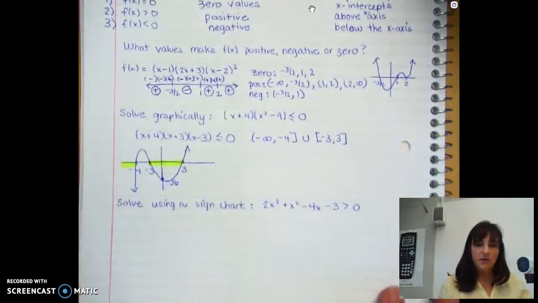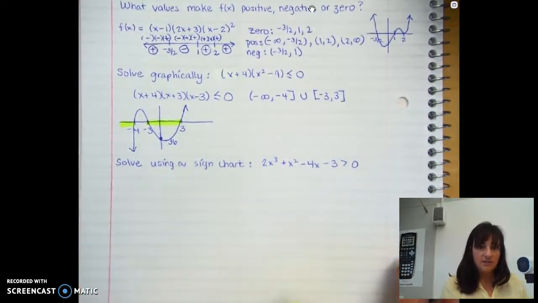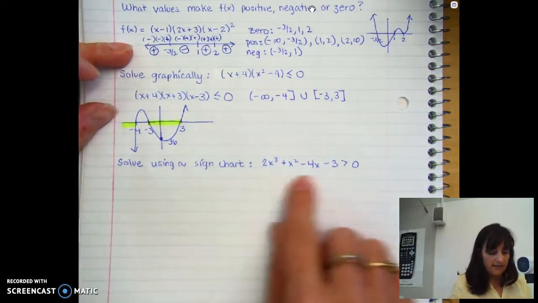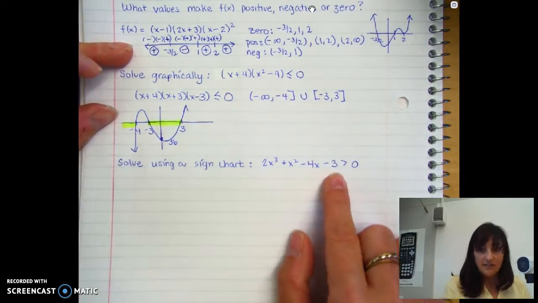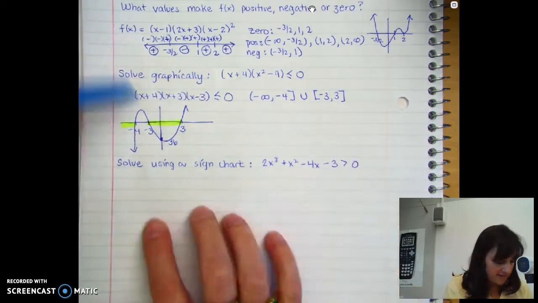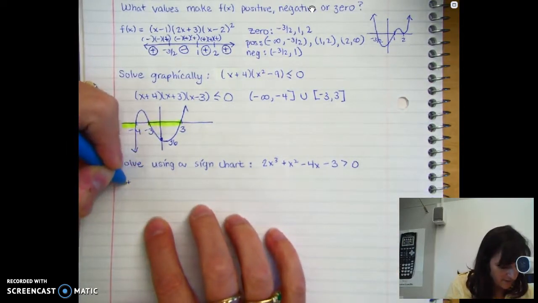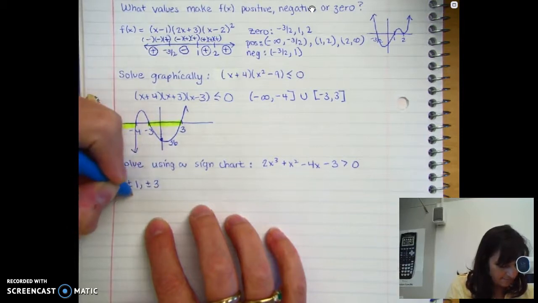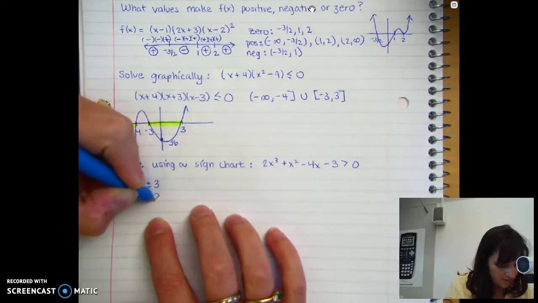Okay, next one. We're going to solve using a sign chart. So the sign chart is what I constructed up here. But we first of all have to factor this. So the challenge on this one, of course, is going to be finding the factored form. So the p divided by q method is going to give me p values of 1 and 3, q values of 1 and 2.